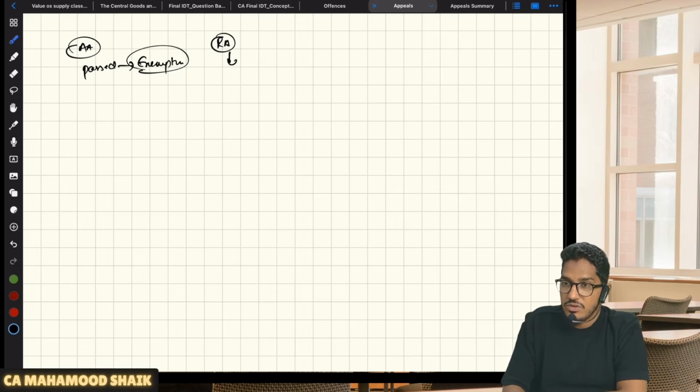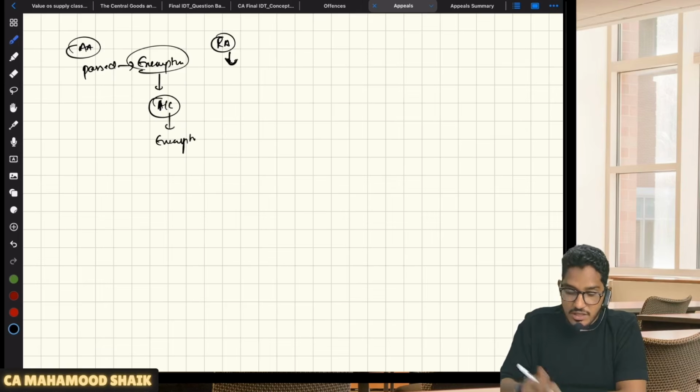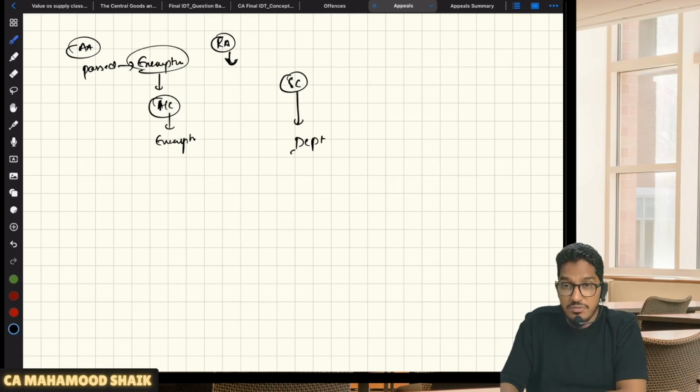Now, the revisional authority wants to do the revision. But what happened is, this exemption was granted. Even the tribunal, or let us say for example, even the high court has also told that the exemption is applicable. This item should not be taxed. But the department has challenged it. It is against the department, so the department has challenged it in the Supreme Court. So now finally the Supreme Court judgment has come in favor of the department.